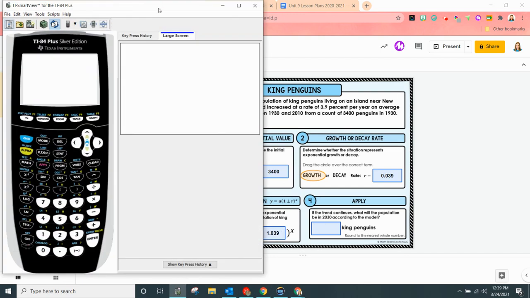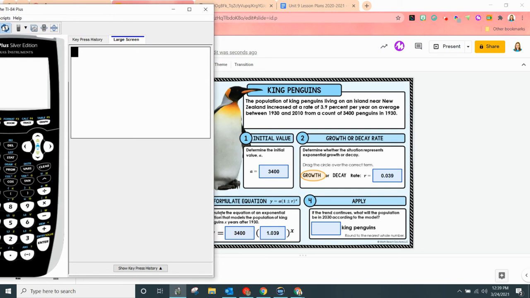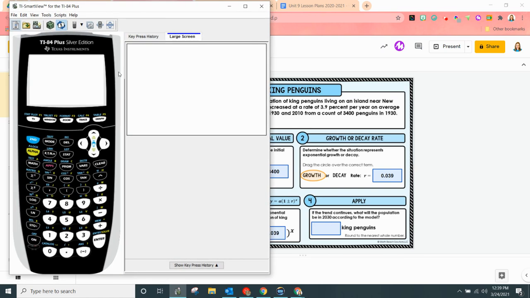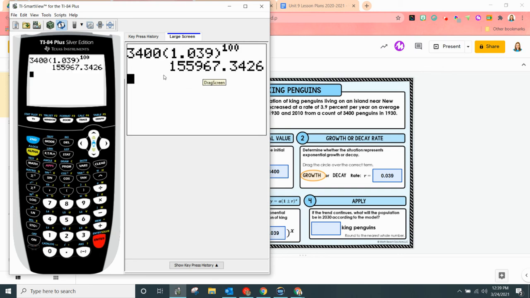So we need to take this equation. I'm going to bring up my calculator here, and we're going to type in this part of the equation, but we're going to substitute in our value for x because time is x. So we know it's been increasing for 100 years. My starting value was 3,400. I'm going to type it in just like this. I'm going to put my parentheses, and then I'm going to put my rate, and then I'm going to raise it to the power of 100 because that's my time. So this is how many penguins we have.